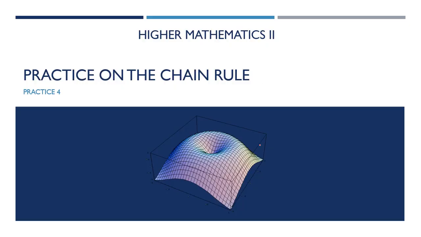Hello guys, we'll start our practice lesson, Higher Mathematics 2, Practice 4. Practice on the chain rule. In the lecture part of the chain rule, we saw some theorems and definitions, how to calculate the derivatives of single variable and double variable functions with some intermediate and independent variables. Now, let's check some examples and try to solve some good exercises on the theme.